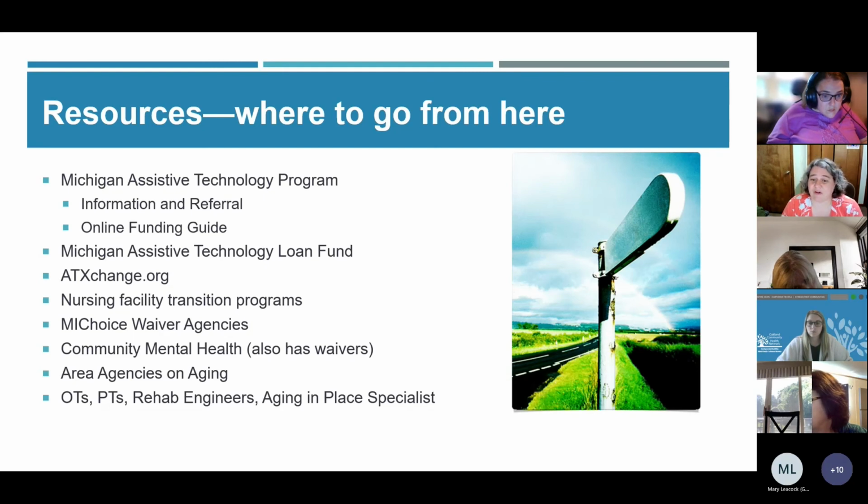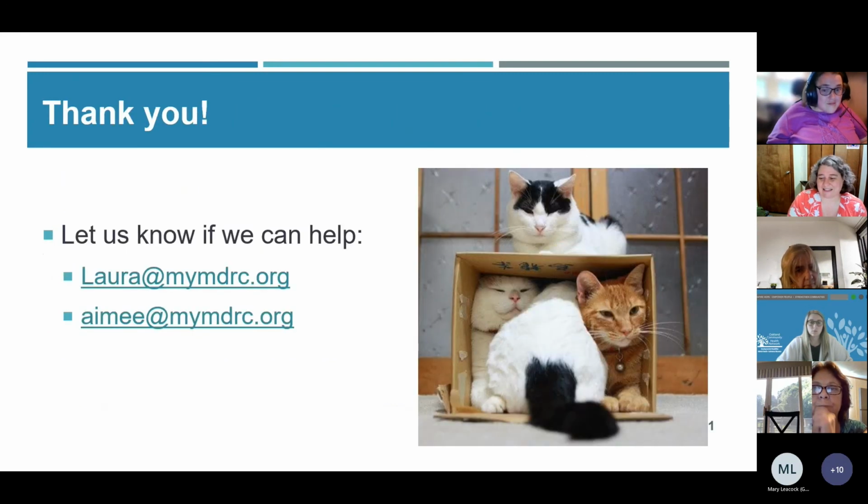The nursing facility transition programs that your local area agencies on aging, My Choice waiver agencies, and Centers for Independent Living can help purchase assistive technology for people to return to the community after living in nursing facilities. Community mental health, like yourselves, has waivers and supports for accessing assistive technology. OTs, PTs, rehab engineers, aging in place specialists, and area agencies on aging are also really good resources for assistive technology. And if you get the last slide, this is our email address.